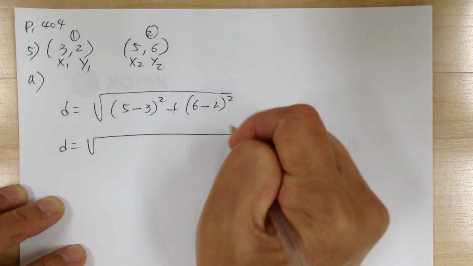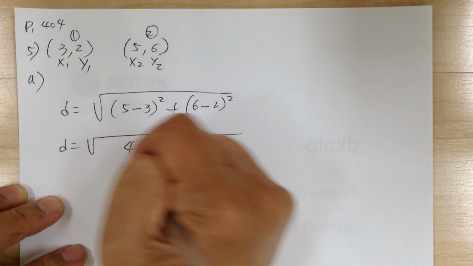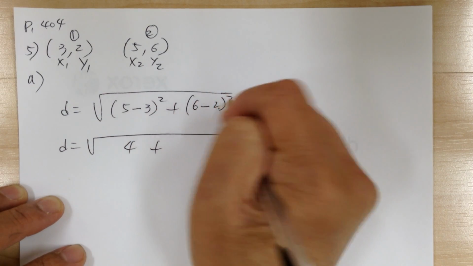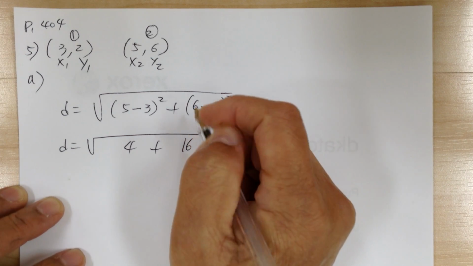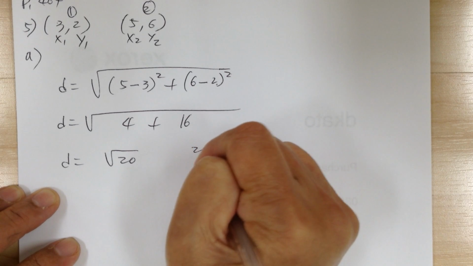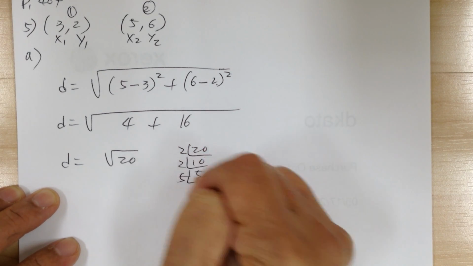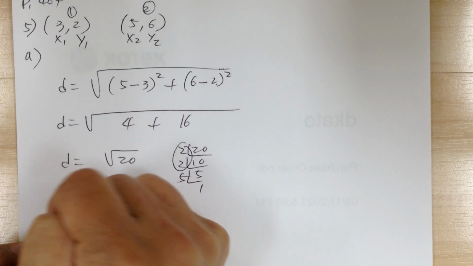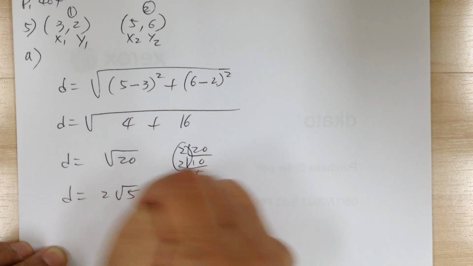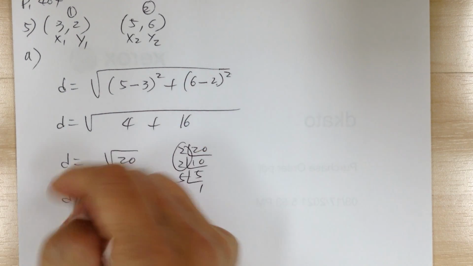So distance will equal to, okay, 5 minus 3 is 2 squared, will give you 4. 6 minus 2 is 4. 4 squared will be 16. Okay. So distance will equal to square root of 20. And you can go and simplify by breaking it down. Okay. So d equal to 2 square root of 5. Right? You can just use your prime factorization, break it down.